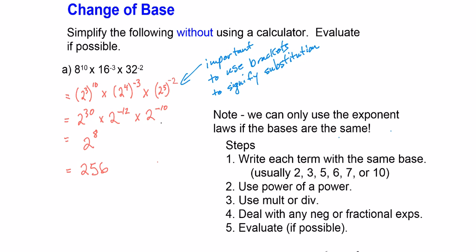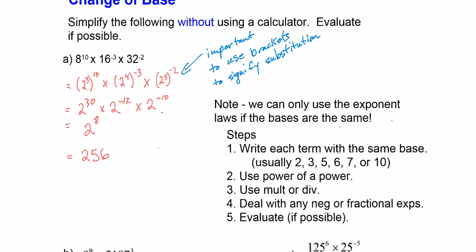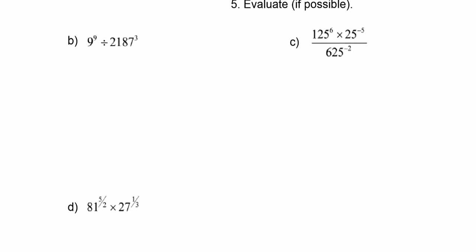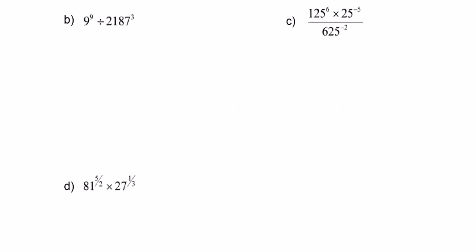That's all we have to do. We find a term, use the power of a power, multiply, divide, and then deal with any negative or positive exponents if possible. Now, let's move on to question number 2, B, actually. So now, remember the numbers that we're going to use. We're using 2, 3, 5, 7, or 10 as our base numbers.